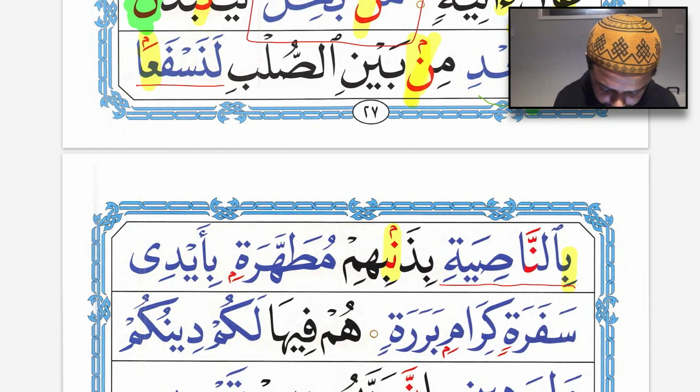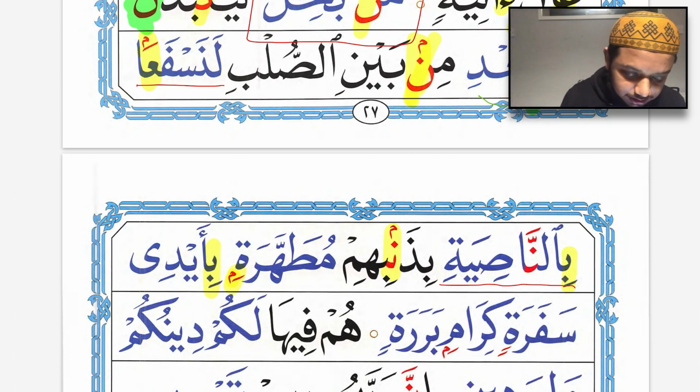Okay, next example. Mutahharatin. Okay, tanween here, followed by ba. Right. So it is iqlab. Instead of the tanween making an an sound, it will make an am sound because it changes into a meem, and that's already been shown here. That's why there's a meem already written for us.